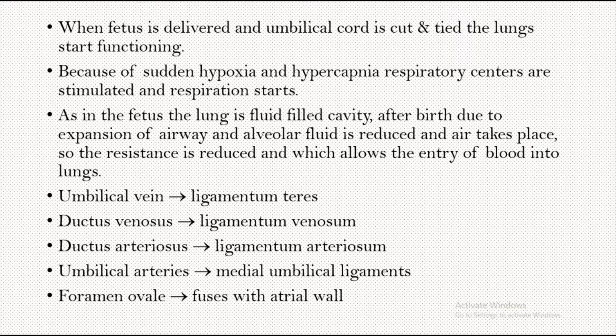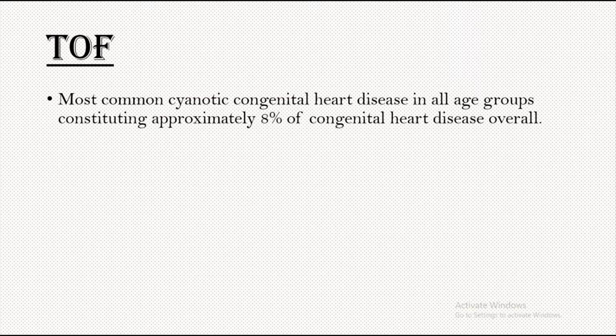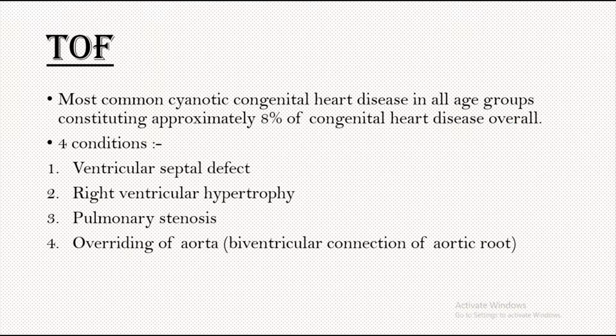I hope you understand. Now you can easily understand our topic, which is the Tetralogy of Fallot. The Tetralogy of Fallot is the most common cyanotic congenital heart disease in all age groups, constituting approximately 8% of congenital heart disease overall. As the name suggests, tetralogy means 4 conditions are present. Which are these conditions? They are ventricular septal defect, right ventricular hypertrophy, pulmonary valve stenosis, and overriding of the aorta, meaning there is a biventricular connection of the aorta.